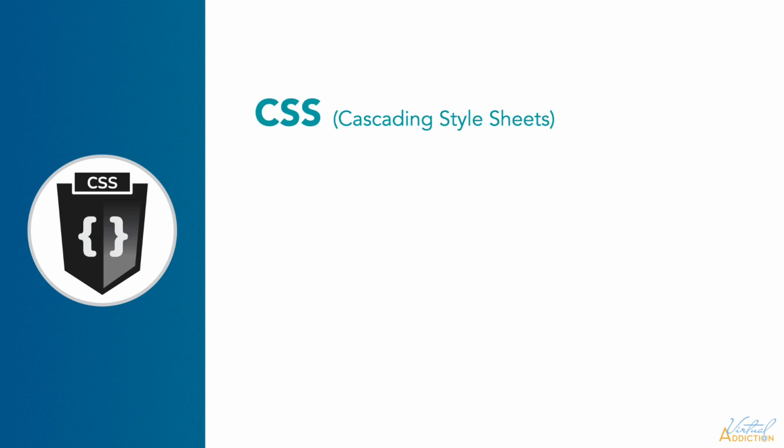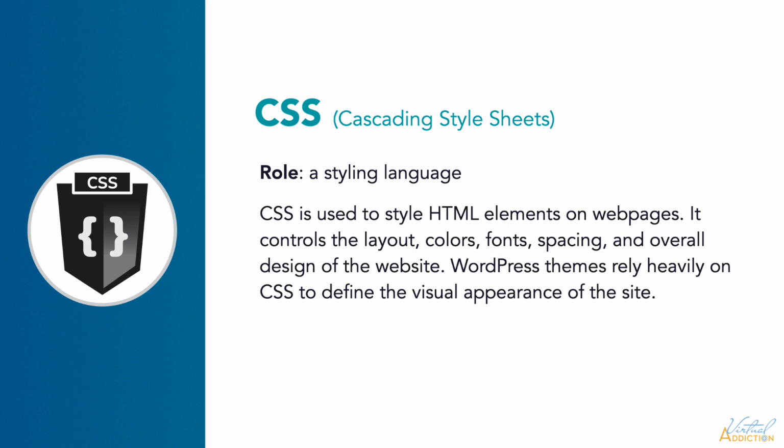Next, we have CSS, or Cascading Style Sheets. Its role is a styling language. We use CSS to style the HTML elements on a WordPress page. CSS controls the layout, colors, fonts, spacing, and overall design of the website. WordPress themes rely heavily on CSS to define the visual appearance of the site.